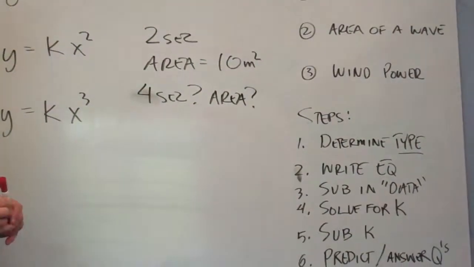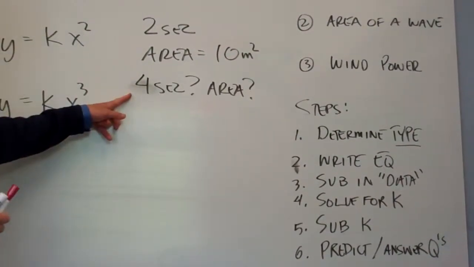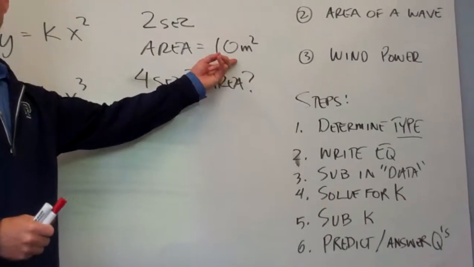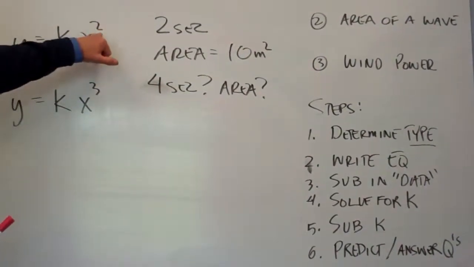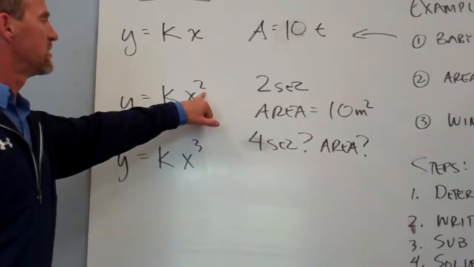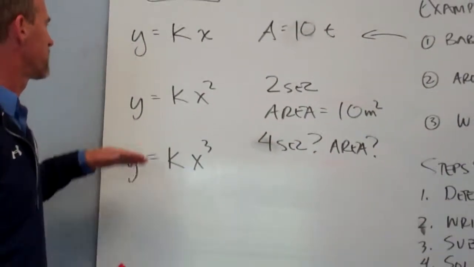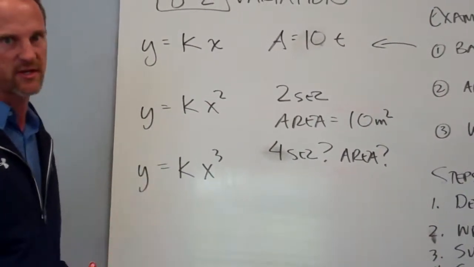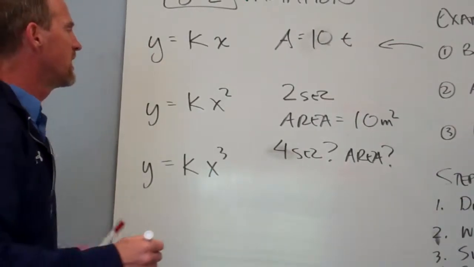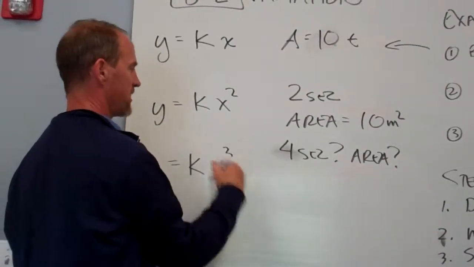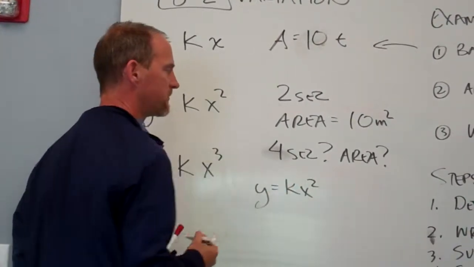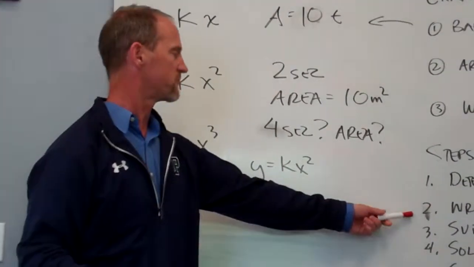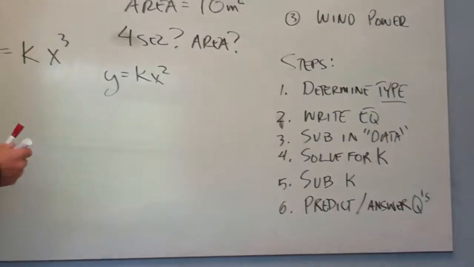So you might think, well, you're going from 2 seconds to 4 seconds. The area is 10 square meters. It's probably going to be 20 square meters. But it doesn't work like that when the variation has an exponent. So what we do is we determine the type of variation, and like I said, you'll usually be told that in a word problem. So we know that it's a square variation, so you write that equation, y equals kx squared. And now that you've written the equation, you sub in your data point.